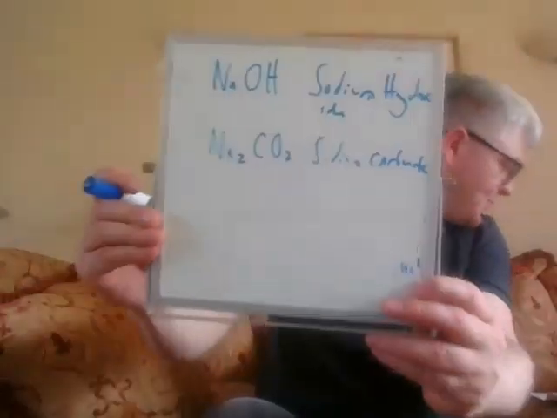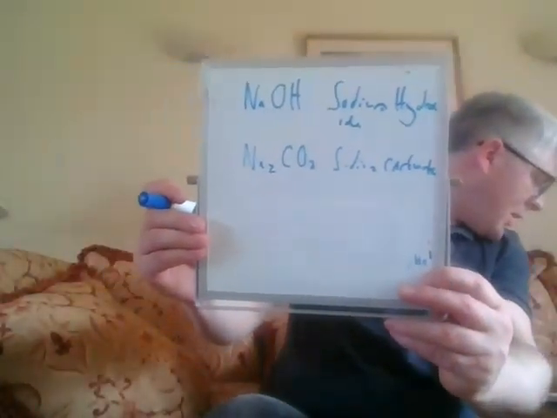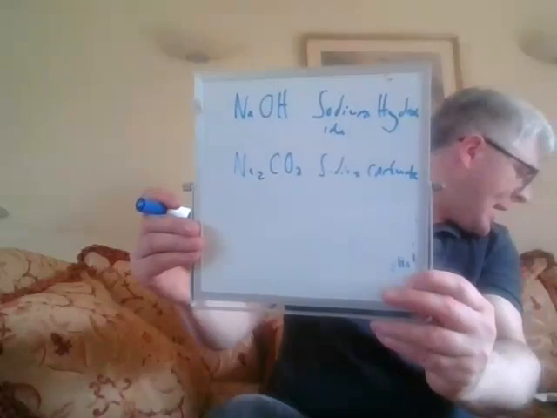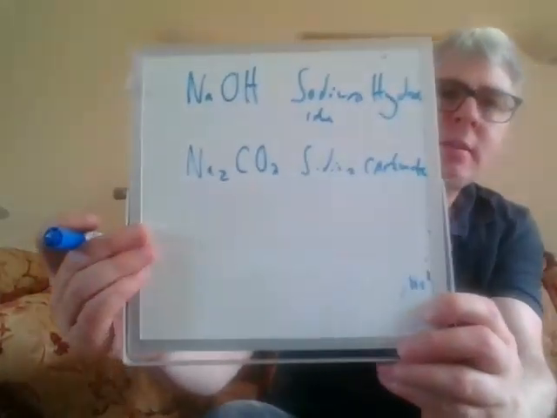Right, I've got sodium hydroxide there. Maybe I haven't written it as clearly as I should have done. But sodium hydroxide there, and sodium carbonate there. So sodium carbonate is Na2CO3, sodium carbonate. And sodium hydroxide is NaOH, sodium hydroxide. So I just thought I'd show that to you.